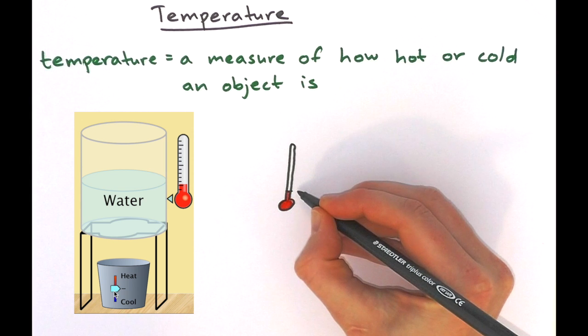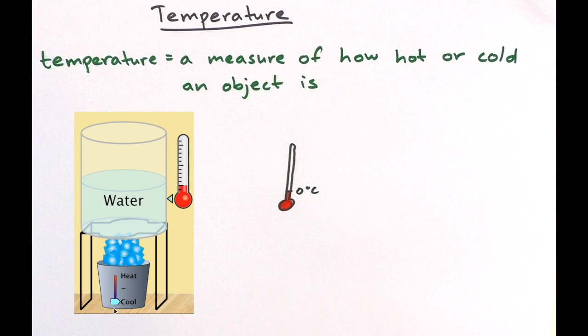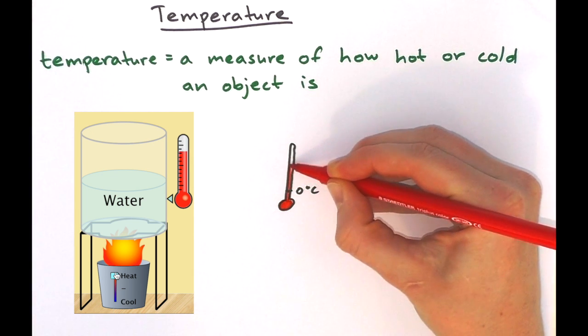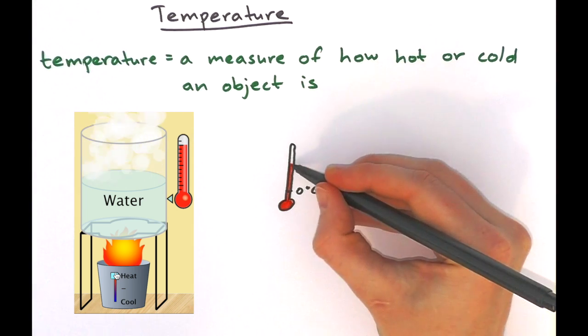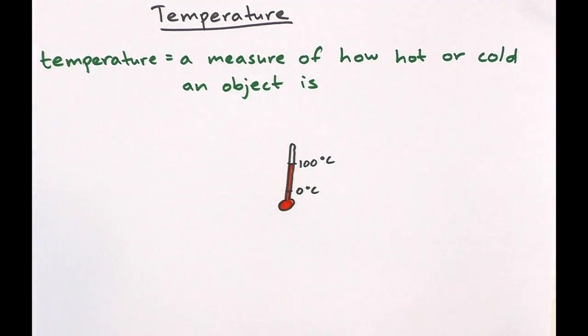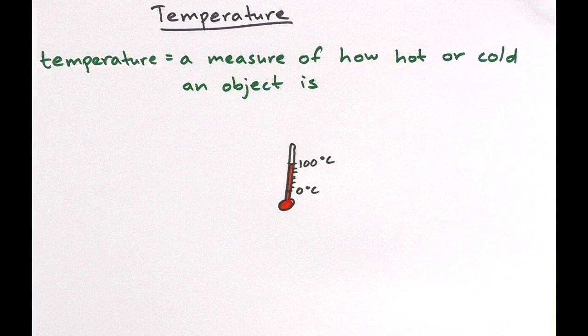So if we put this thermometer inside some ice which has just melted to become water, then we know that it's going to be at 0 degrees Celsius. And then we can keep the thermometer there until we boil the water. Where the water starts boiling, we can call that 100 degrees Celsius. And then we can simply split the scale into 100 equal divisions, and that's our centigrade scale.